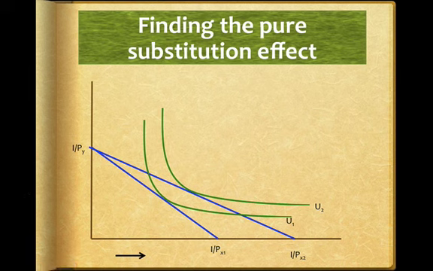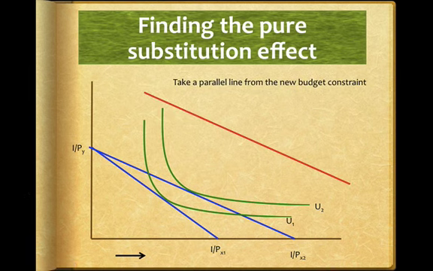So there's a movement out to the right. Okay. Next thing, let's have a look at the pure substitution effect. The pure substitution effect. We're going to take a parallel line from the new budget constraint up to here. I'm just drawing this in red, so we're doing a parallel line.